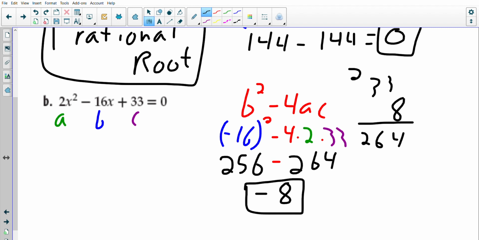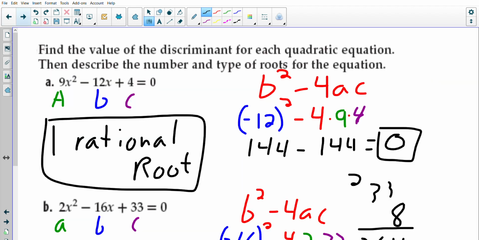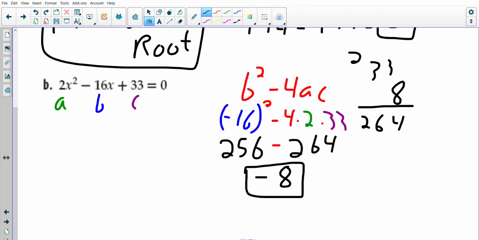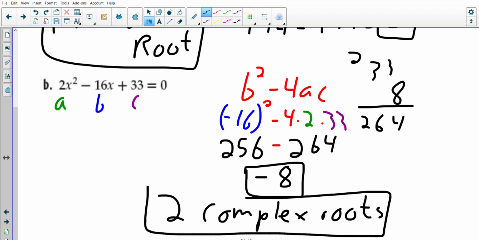And if we get negative 8, looking back, if we have a negative answer, less than 0, that means we have two complex roots. Oh, wrong way. So that means we have the type, two complex roots. Okay, so that's using the discriminant to identify what kind of answers we will be having when we finish the quadratic formula.